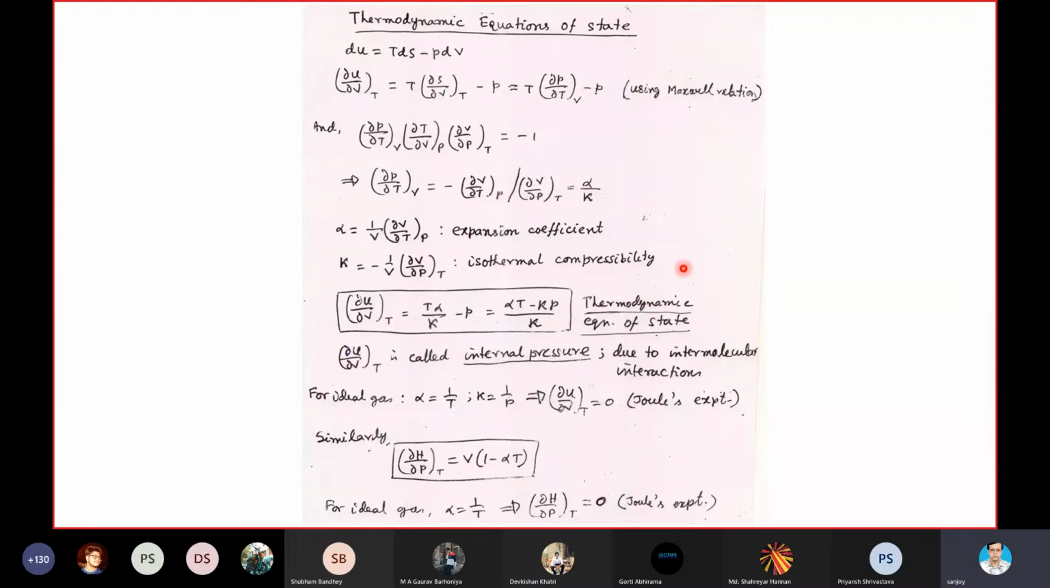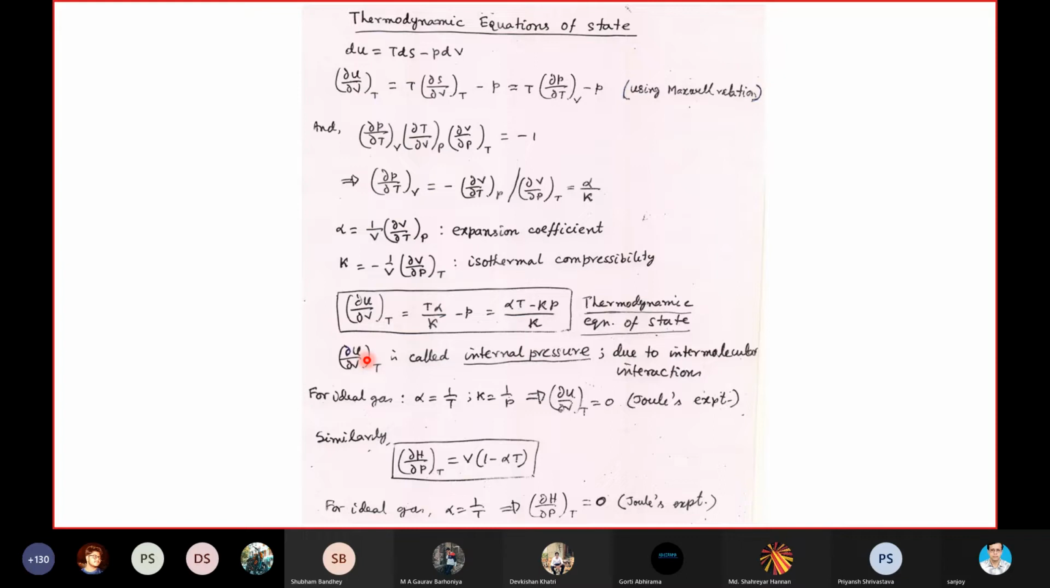Now in the normal equation of state, pressure, volume, temperature, that pressure is the kinetic pressure of the gas. Now this is also a pressure. If you take the dimension of this, energy by volume, that gives you a dimension of pressure. So this is therefore known as the internal pressure, or often a thermodynamic pressure.